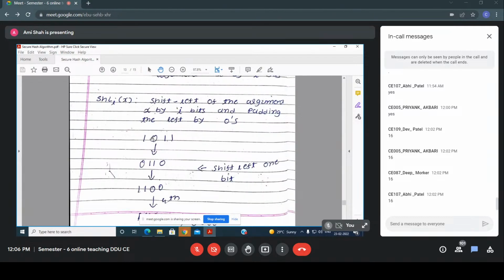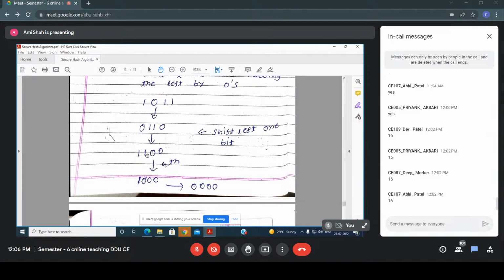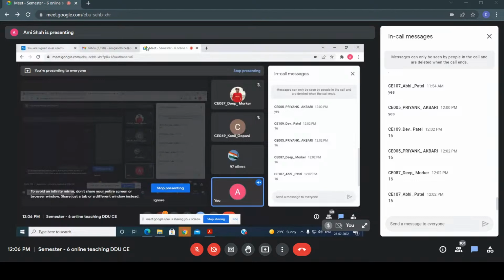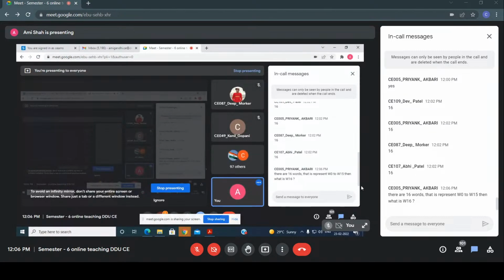Shift left by 1 bit, so that means 0, 1, 1, and finally you have to pad the left by zeros. Again 1, 1, 0, and the last one is padded with 0. Then again 1, 0, 0, and the last one is 0. Again I am performing, that is 0, 0, 0, and the last one is 0. So up to this, is it clear to everyone? How it works? Is it fine? Please reply. I want the answer from everyone.